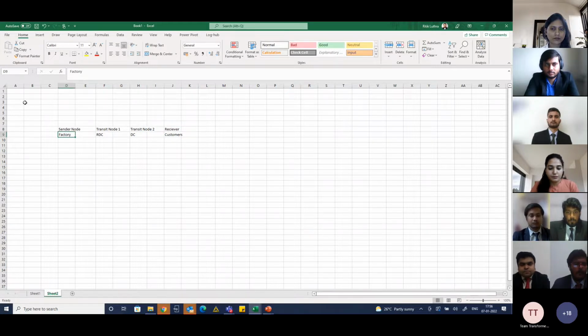Now, whenever you're doing this particular study or any such kind of study, your whole idea is to optimize these transit nodes. You cannot change your receiver node, and in all probability, you cannot change your factory node as well. If you can change your factory node, that would be a completely different kind of study. But in the network design activity, your whole idea is to optimize.